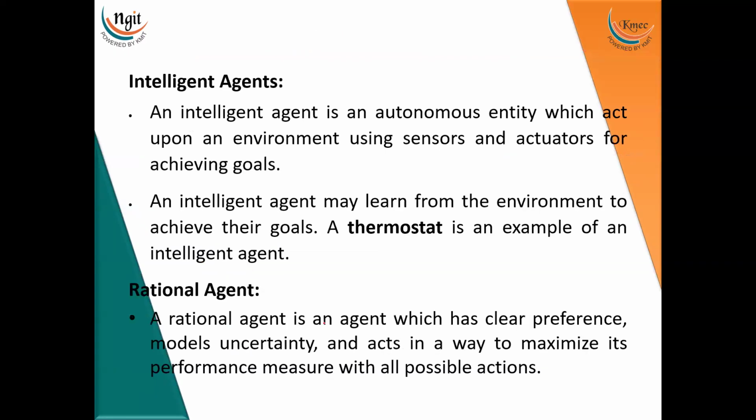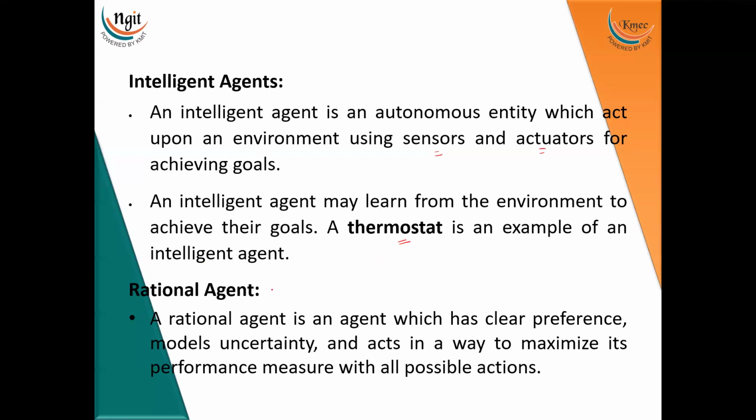And there are two more agents. One is the intelligent agent. It is an autonomous entity which acts upon the environment using sensors and actuators for achieving some goals. And it may learn from the environment to achieve the goals. The very best example of an intelligent agent is a thermostat. You know, the thermostat is the best example of an intelligent agent.